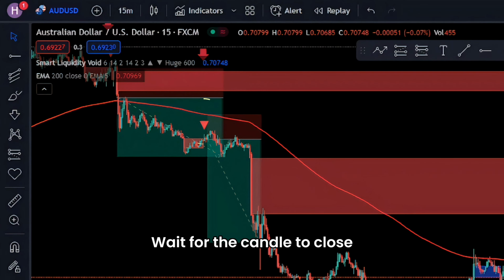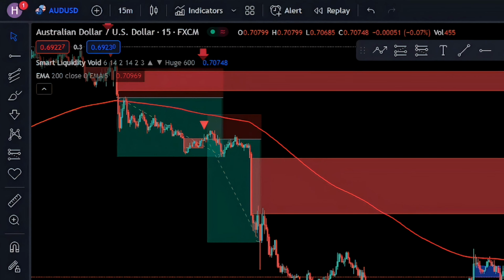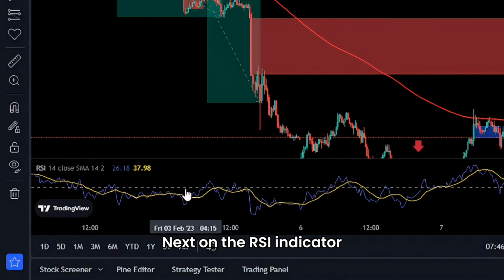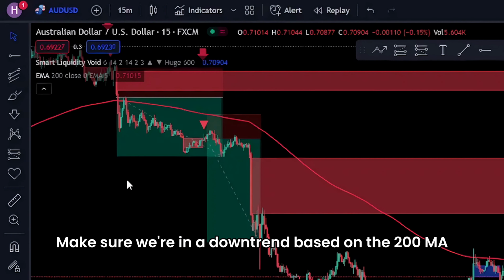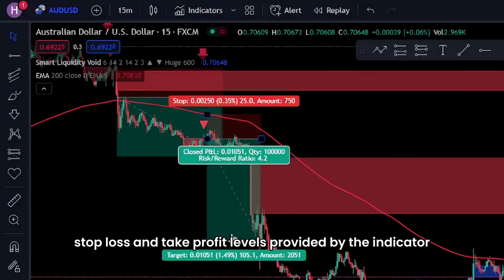Wait for the candle to close and the sell arrow to be printed. Next, on the RSI indicator, check that it is below 50, signaling bearish momentum. Make sure we're in a downtrend based on the 200 MA. Simply enter your trade using the stop loss and take profit levels provided by the indicator.